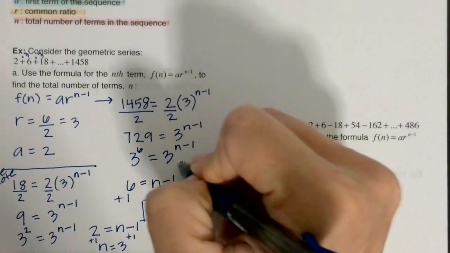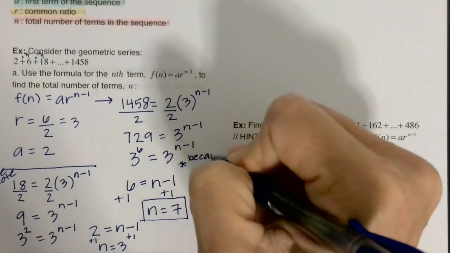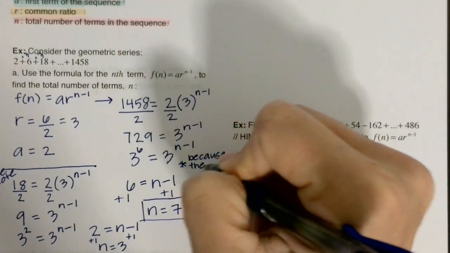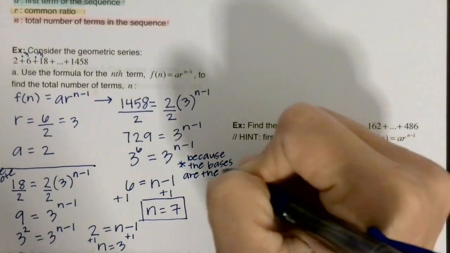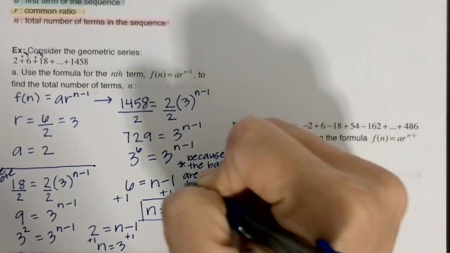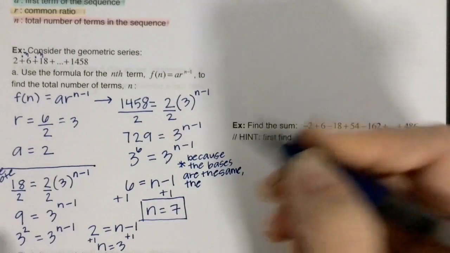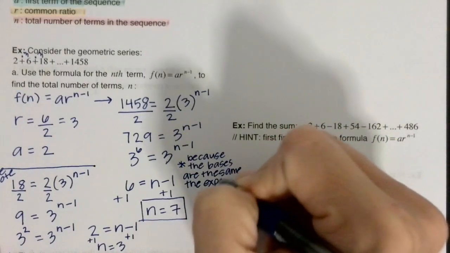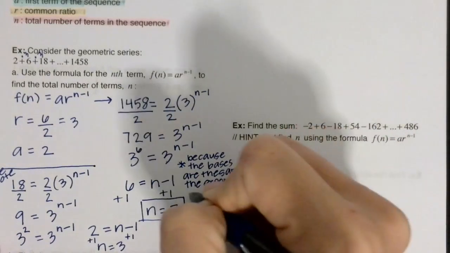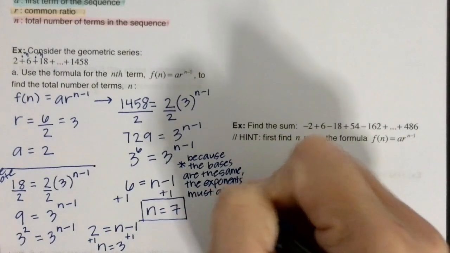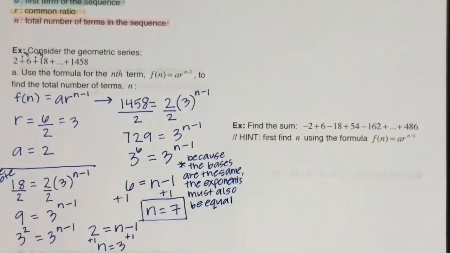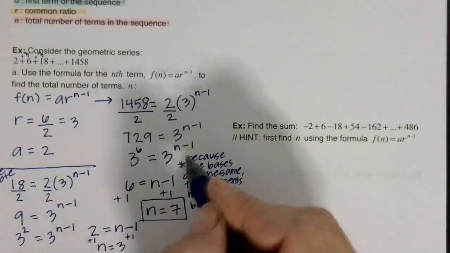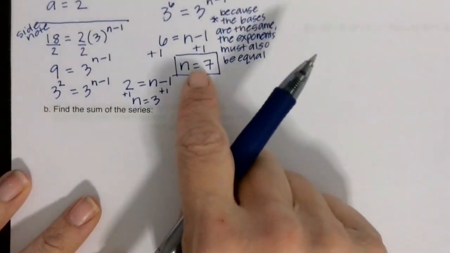So right here you might just want to write, because the bases are the same, the exponents must also be equal. And that's just so that we can remind ourselves that that's what we're doing right there, right? These bases are the same, so therefore the exponents must be equal because of the power of the equal sign.